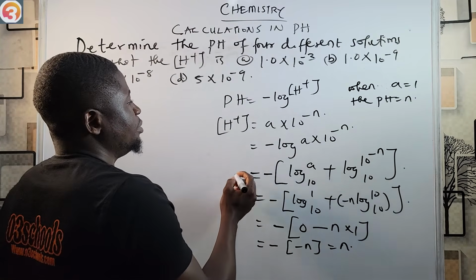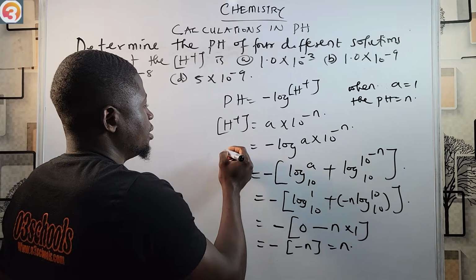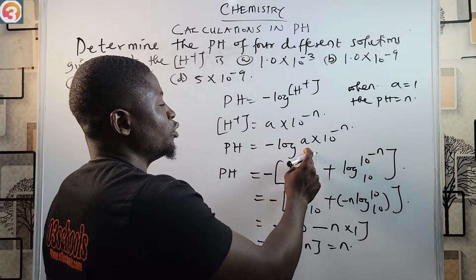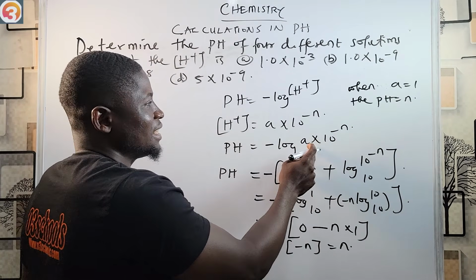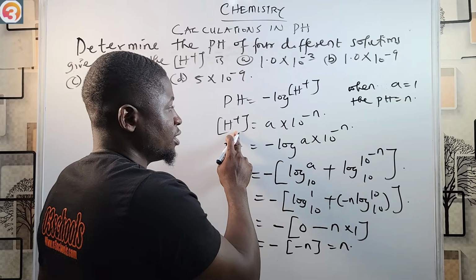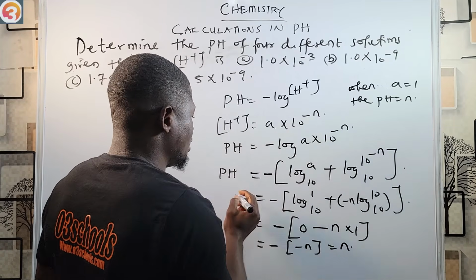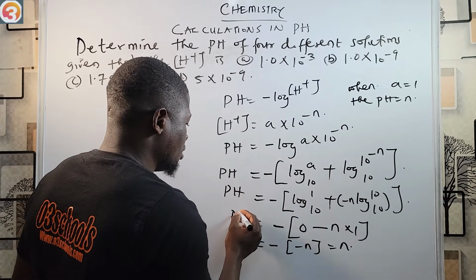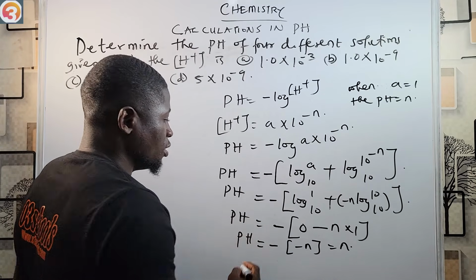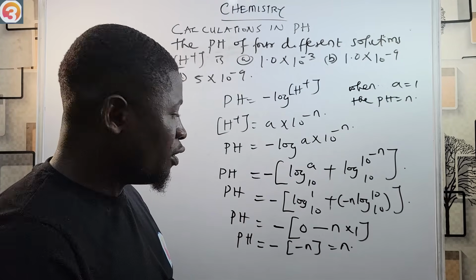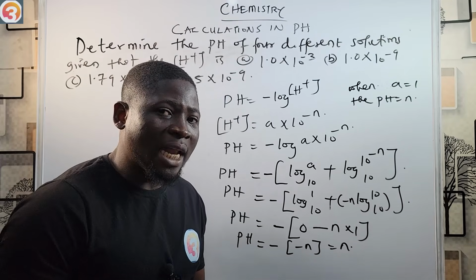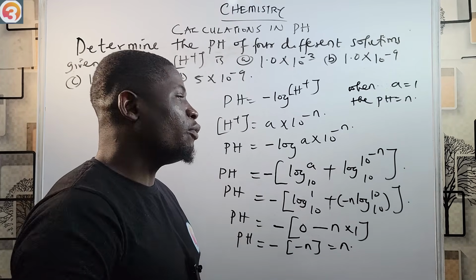Remember, this is pH. This is pH, the negative logarithm of the hydrogen ion concentration. The hydrogen ion concentration is A times 10 to the minus n. So this is pH. All right. I'm just trying to show you the proof of how we arrived at this. There's a new formula I want to introduce to you, and I'm trying to show you how we got there.